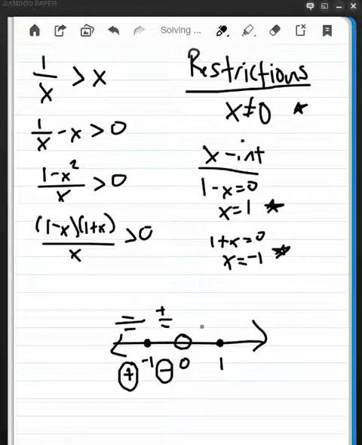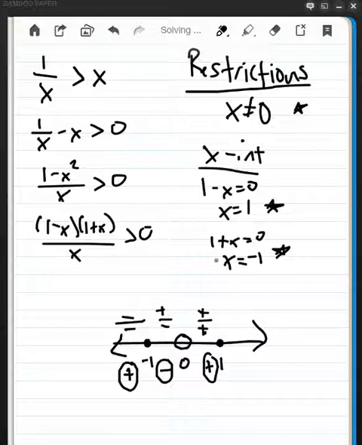Alright, let's substitute a value between 0 and 1. Positive 1/2. 1/2 squared is 1/4. 1 minus 1/4 is 3/4. That's a positive number. And divide it by 1/2. 1/2 is also a positive number. So we have a positive divided by a positive. That ends up being positive. Everything between 0 and 1 is above the x-axis.